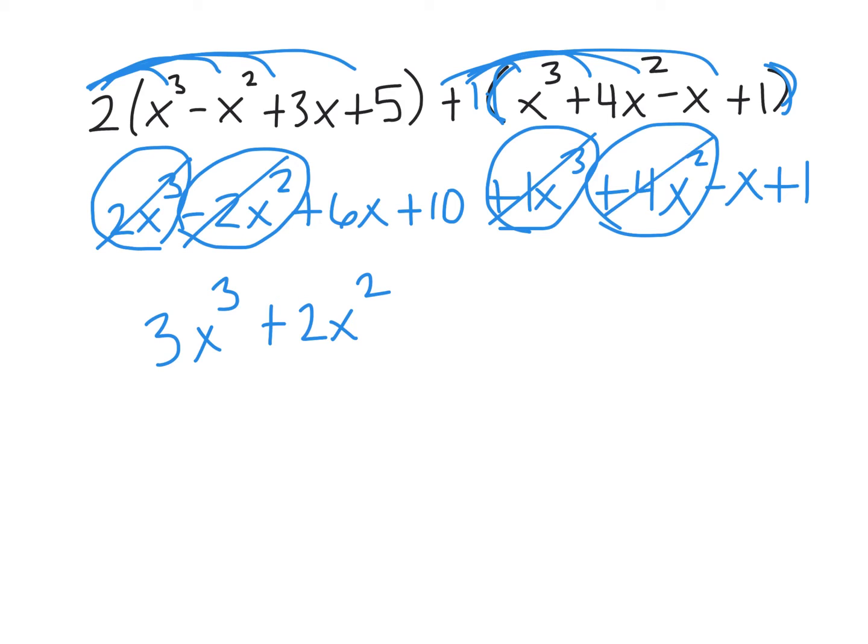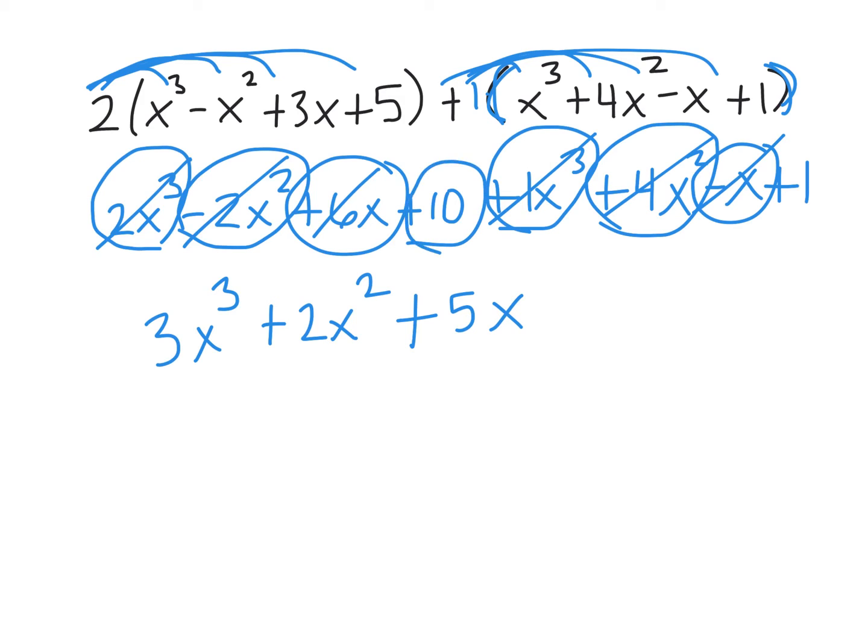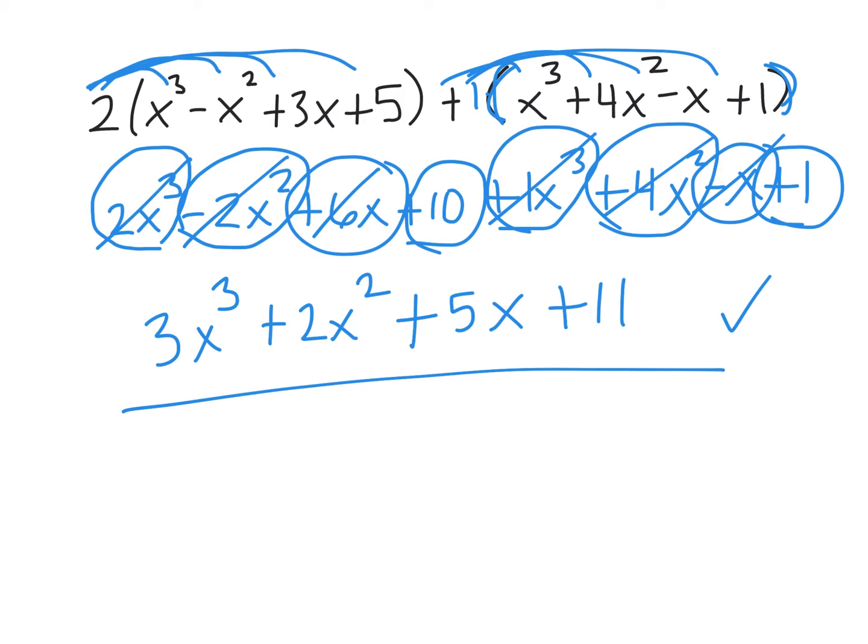The next variable is the x, so we have a positive 6x and a negative x. 6x minus x turns into positive 5x. And then lastly, we combine the ones without the variable. The positive 10 and the positive 1 turns into positive 11. We always want to put things in descending order from the highest exponent to the least exponent. And that's pretty much it, guys. We're combining like terms by simplifying these expressions. Let's try another one out.